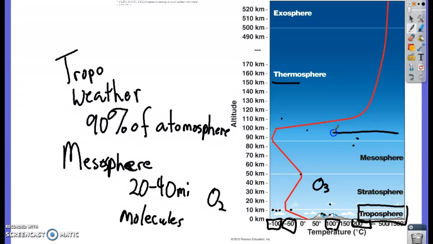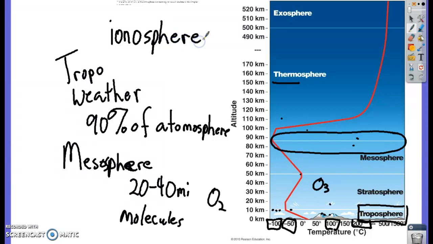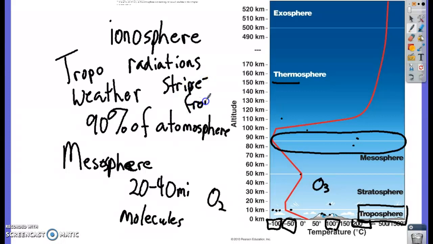There's an important layer found between the thermosphere and the mesosphere. It's not a separate layer, but it's a layer that has a lot of ions in it, and it's called the ionosphere. At this level, much of the sun's radiation comes and hits particles in here, and the radiation strips electrons from oxygen and nitrogen atoms.